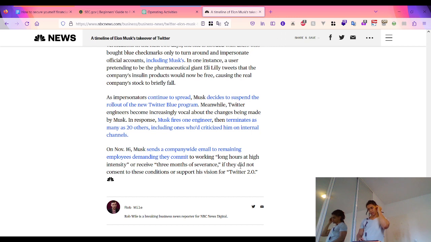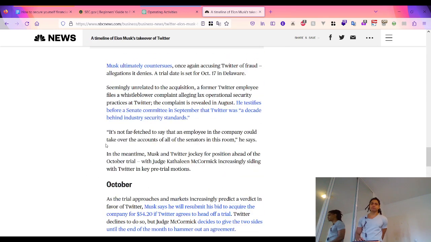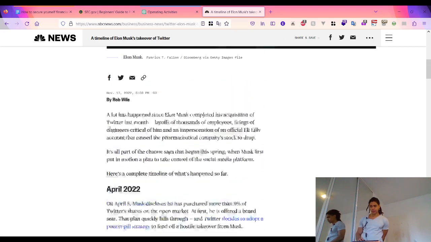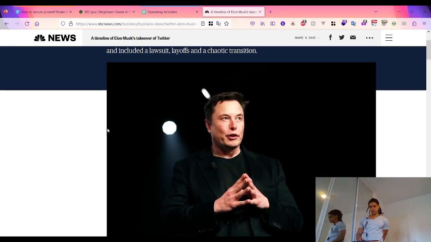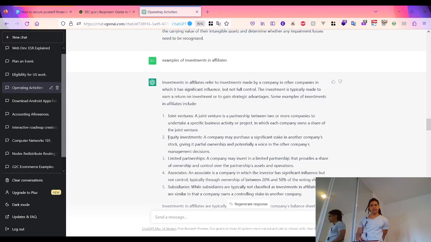Three months of severance, if they did not consent to this condition or support his vision for Twitter 2.0. But that's exactly what happened. Well, in this case, it is a total purchase, right? But that's one of the cases of equity investment, or an example of investment in an affiliate.